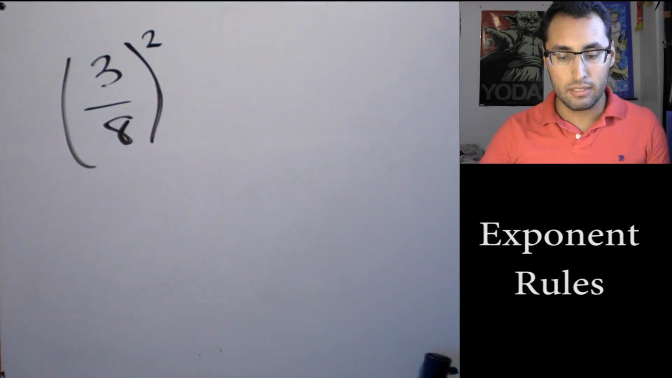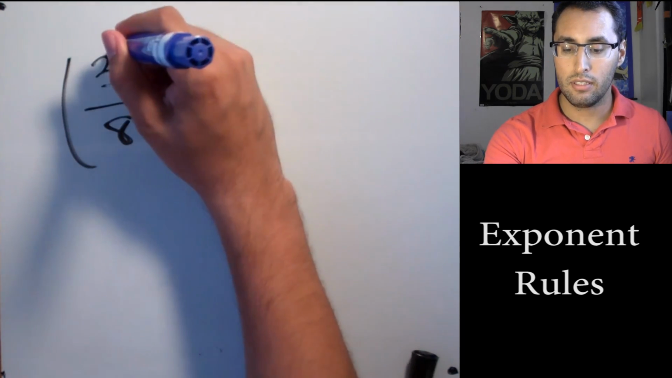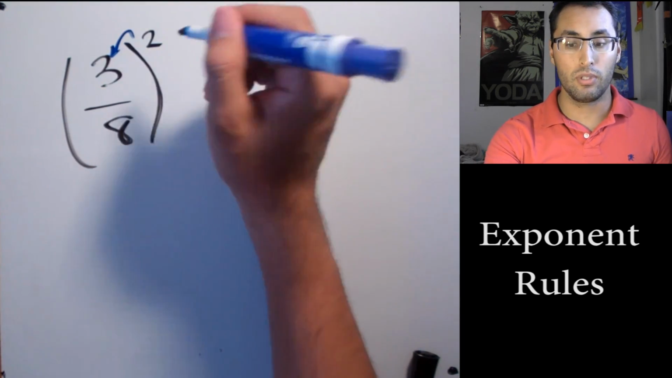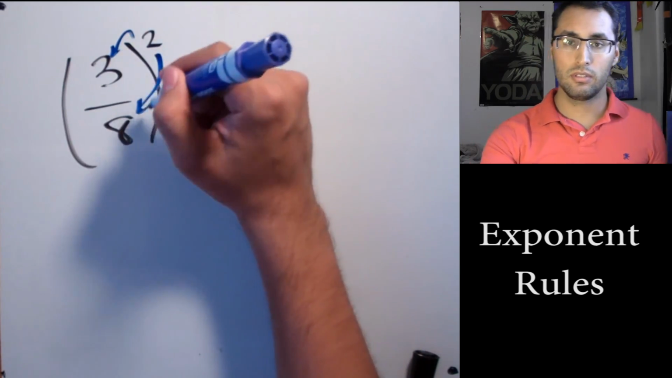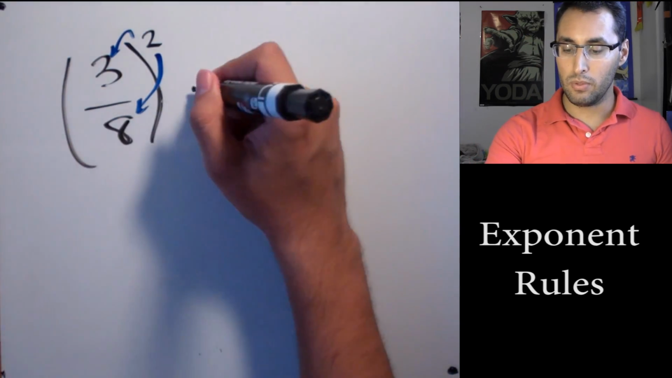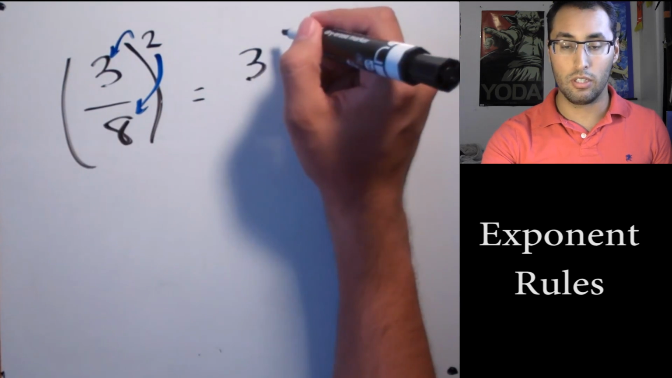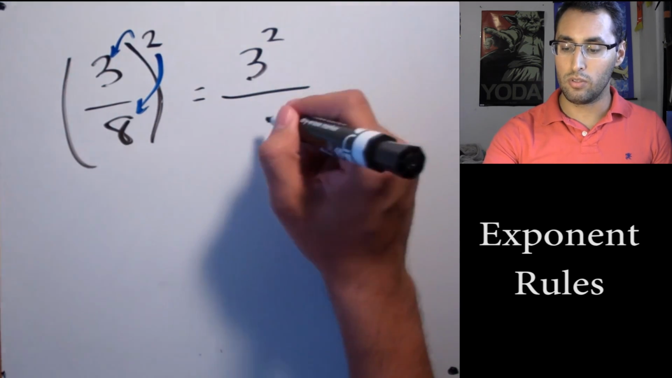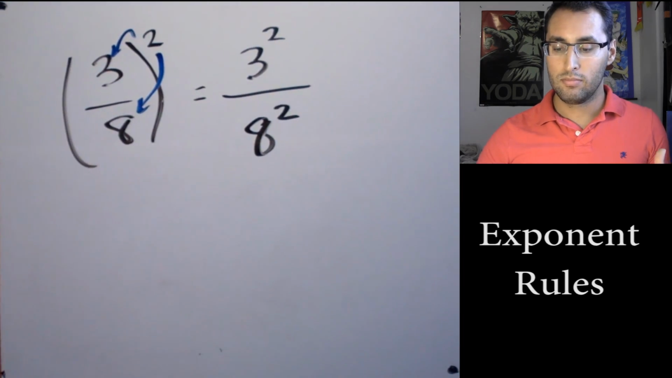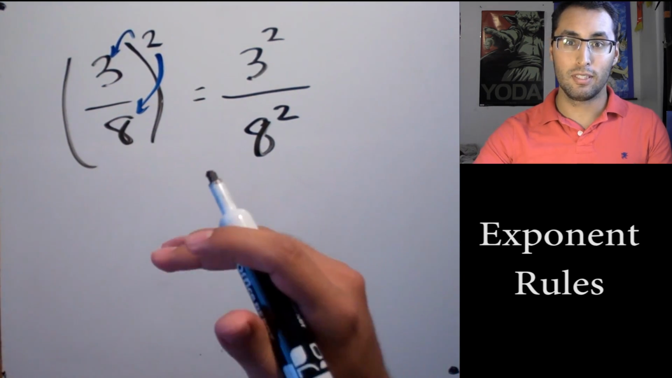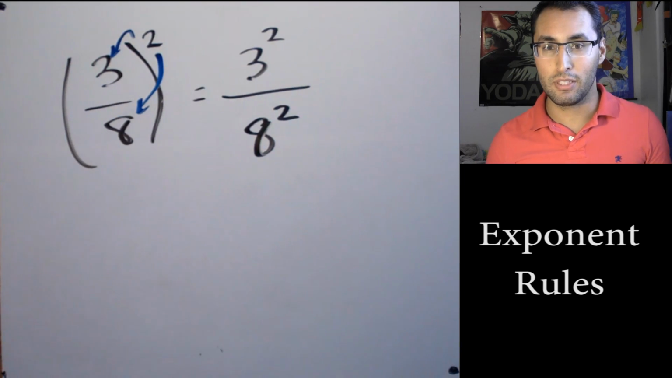What that means is that everything, the numerator and the denominator, both get that exponent. So I'm going to put the 2 on the 3 and the 2 on the 8, meaning that what we're going to get is 3 squared over 8 squared. That's it. All you do is put the exponent on each base. Not too much computation there.